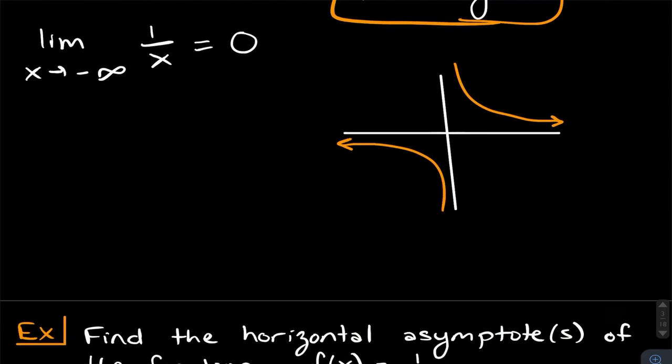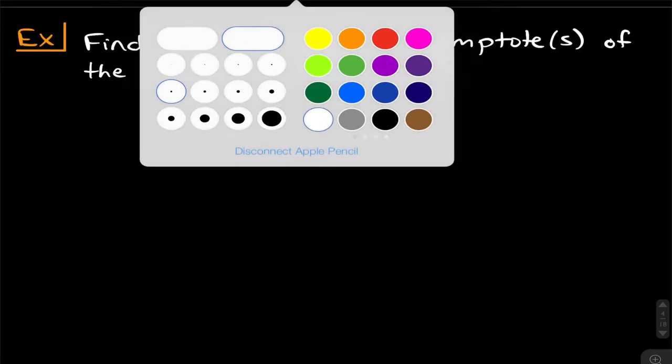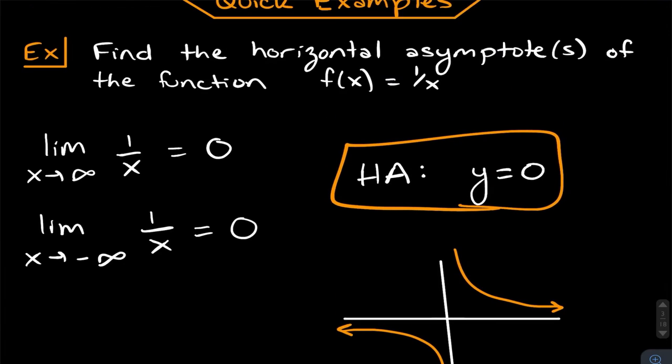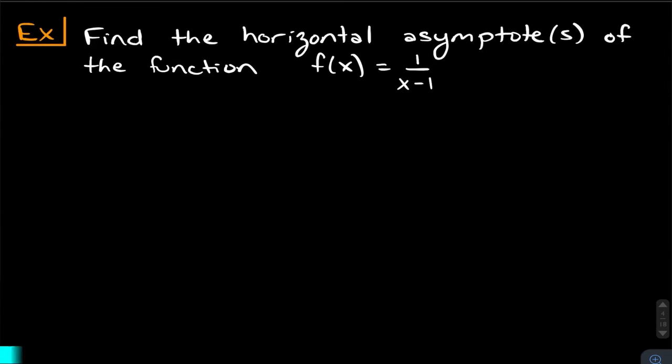Now I have another example here. We're going to find the horizontal asymptotes of the function f of x equals 1 over x minus 1. Now for this graph, this is going to be pretty much the exact same thing as 1 over x. It looks like you have a little shift down here or something like that. But really, this is no different than 1 over x with its end behavior. You're going to see that in a second.